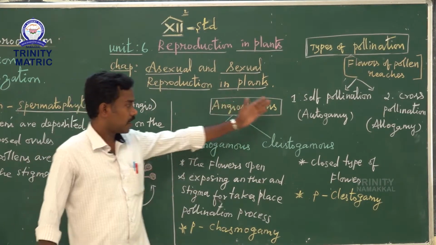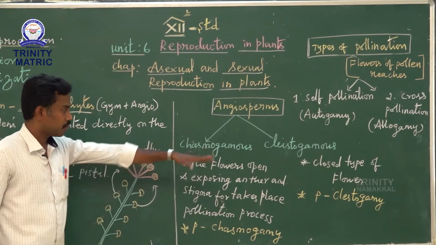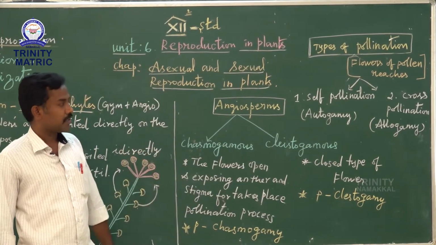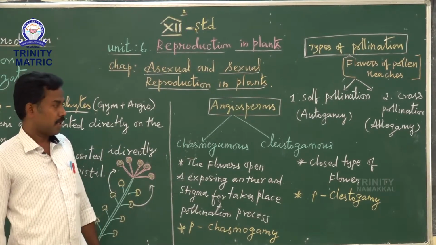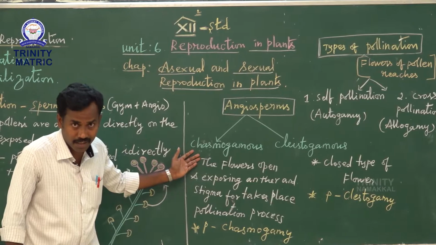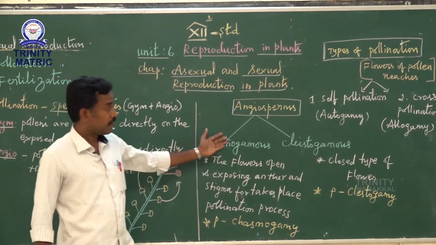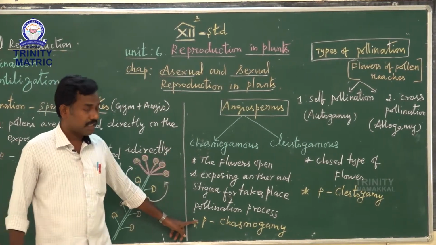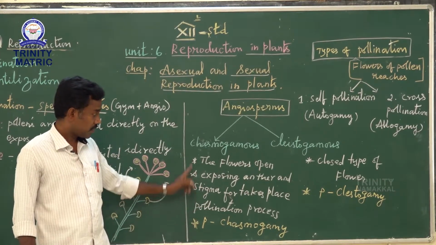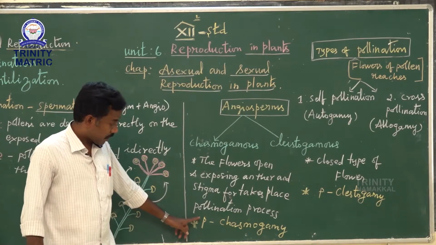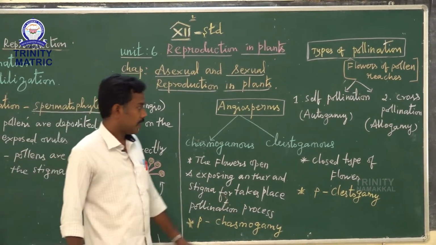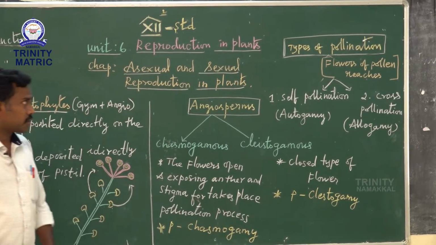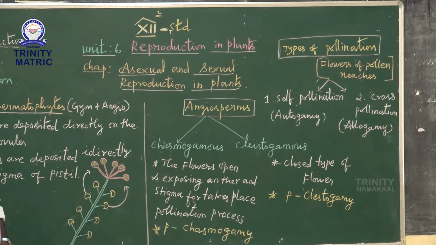This is the open type of flower, and the other one is the closed type of flower. See, that is the opposite. Cleistogamous means the closed type of flower, where pollination takes place without exposing the anther and stigma. Such a kind of flower is called a cleistogamous flower. Such a phenomenon is called chasmogamy. And such a phenomenon is called cleistogamy. What is that? Cleistogamy. Then the next one, types of pollination.